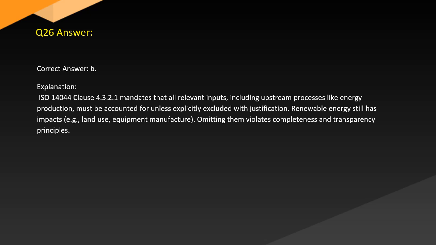Answer. Correct answer: B. Explanation. ISO 14044 Clause 4.3.2.1 mandates that all relevant inputs, including upstream processes like energy production, must be accounted for unless explicitly excluded with justification. Renewable energy still has impacts, e.g. land use and equipment manufacture. Omitting them violates completeness and transparency principles.